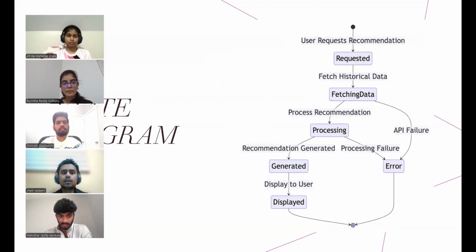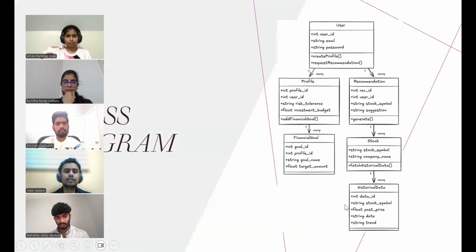And here we have the state diagram. The state diagram shows how the flow of generation for the recommendation system works. The user requests a recommendation, the system fetches the historic data and processes it for the recommendation. If it is successful, a recommendation is generated and displayed to the user. If there is an issue with the API, for example an error or some exception, then it shows the API failure, so we can't fetch the data. Next slide.